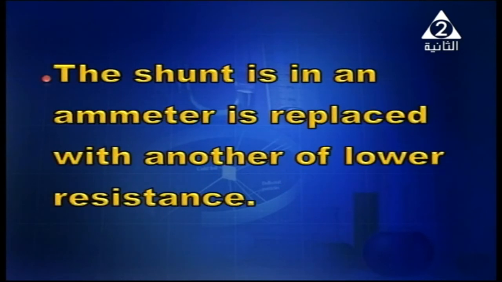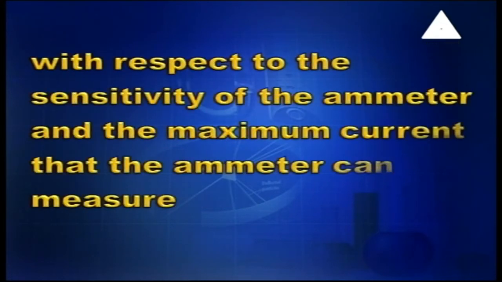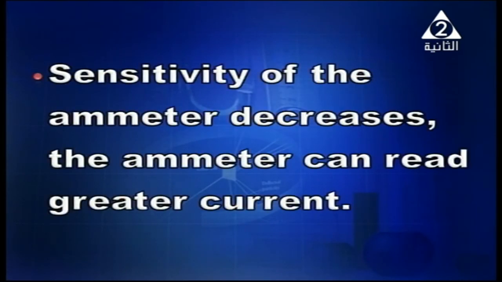What happens when the shunt in an ammeter is replaced with another shunt of lower resistance? Okay, this is very important. And we'll make it easier for you with respect to the sensitivity of the ammeter and the maximum current that the ammeter can measure. Sensitivity of the meter decreases. Sensitivity decreases means the device can measure greater current intensities. So sensitivity decreases and the meter can read greater current intensities.